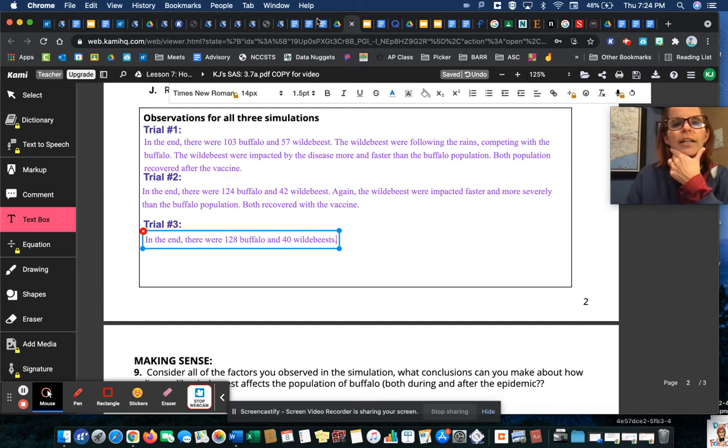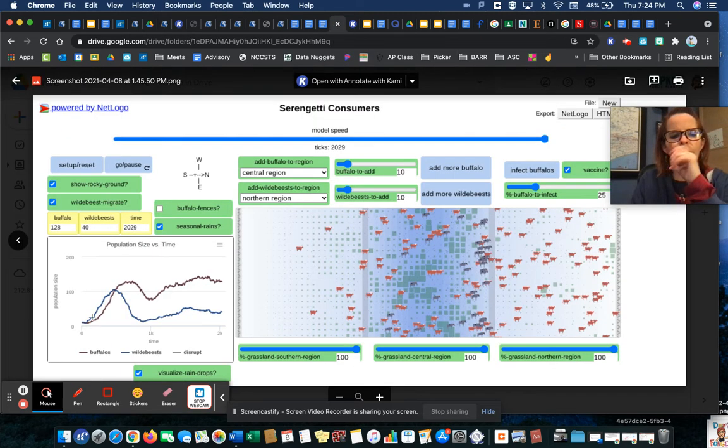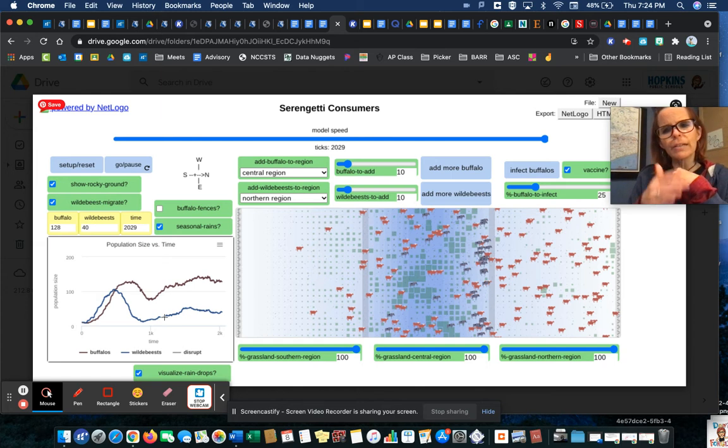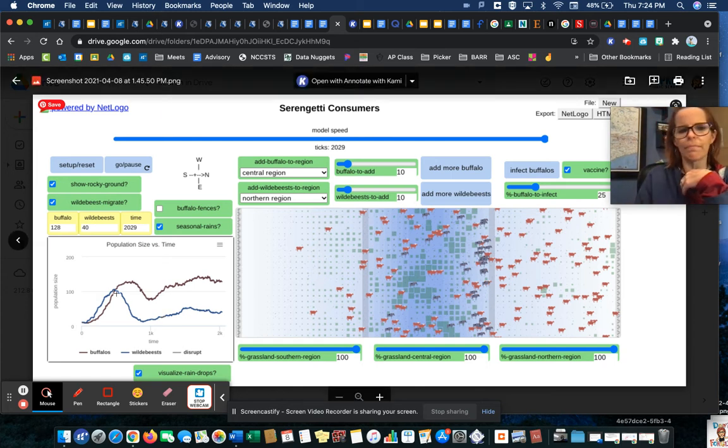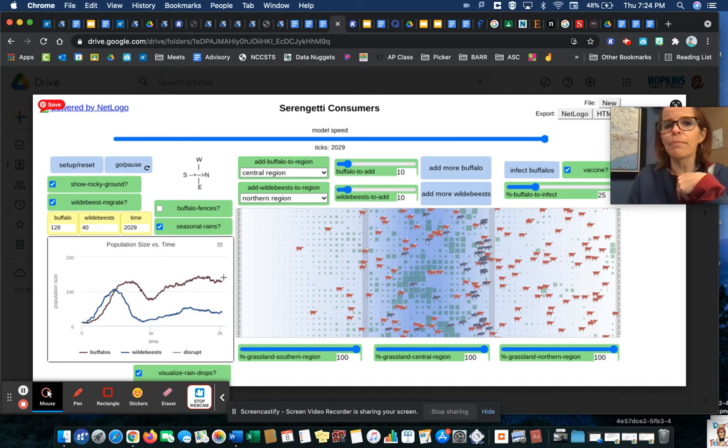And let's just double check and make sure that we're seeing a similar pattern to what we saw. We see the wildebeest increase faster at the beginning, so their population is increasing faster, but then they plummet well below the buffalo population. Remember, the buffalo are a little bit slower about reproducing. The wildebeest are just not recovering well, but then they both recover at time 1000.